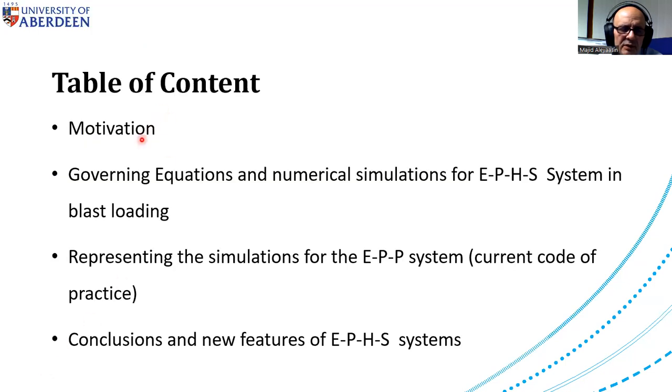The content of my presentation: first I talk about the motivation for this talk, and then governing equations and numerical simulations of the elastic plastic hardening softening system in blast loading, presenting the simulation for elastic perfectly plastic systems, the current code of practice, conclusions, and new features of the elastic plastic hardening softening system.